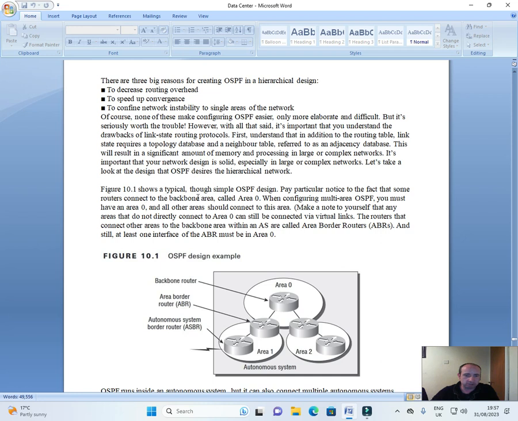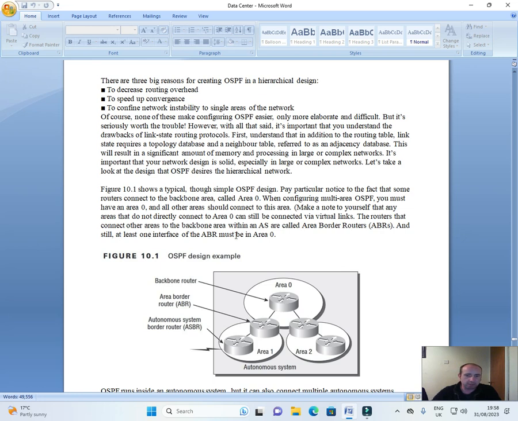Figure 10 shows a typical simple OSPF design. Pay particular notice to the fact that some routers connect to the backbone area called area 0. When configuring multi-area OSPF, you must first have an area 0 and all other areas should connect to this. Make a note to yourself that any areas that do not directly connect to an area 0 can still be connected via virtual links.